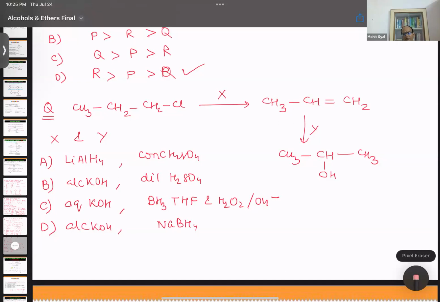Yeah, Jasleen, Ibrahim. Ibrahim, what is X? You know that? The alcoholic KOH, I think. Yes, it is alcoholic KOH. So either the option is B or D, not C. Alcoholic KOH will cause elimination and aqueous KOH will cause substitution. Then out of B and D, which option should we choose?